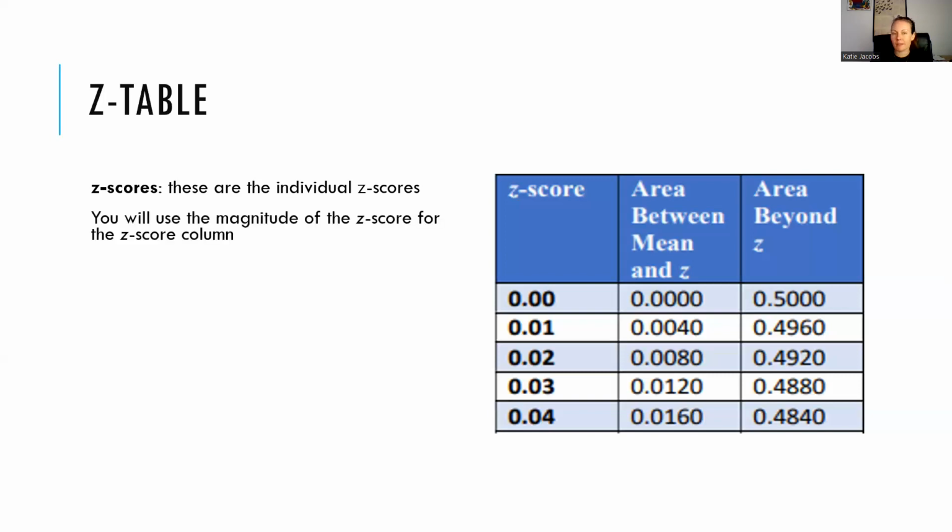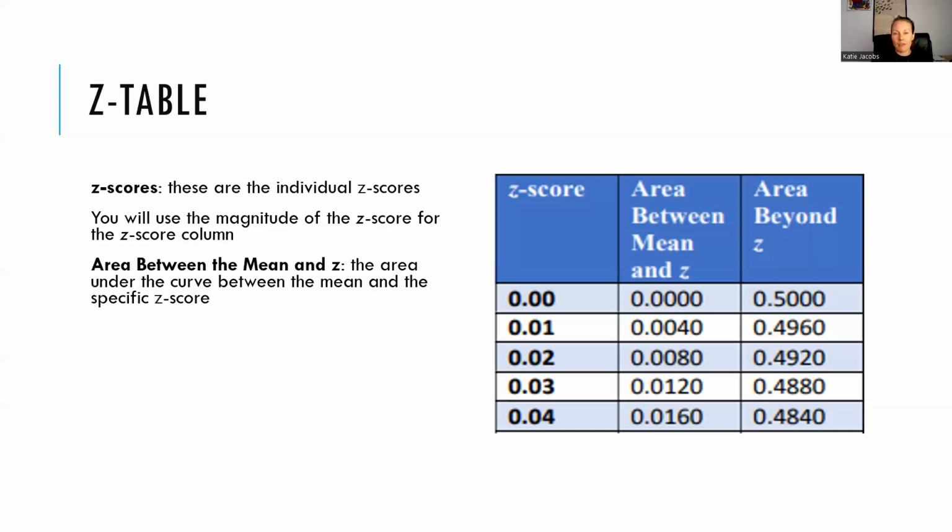So you will use the magnitude of the z-score for the z-score column. You'll notice in the actual critical value table that I made that there's no negative numbers on that. That is because we're just looking at the absolute value, just the size of it. The negative and positive with z-scores just tells us if it's to the left or right of the mean. And we know that the normal curve is symmetrical, so those proportions will all be the same.